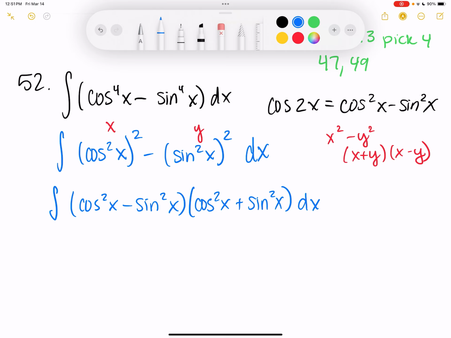Now, any suggestions? When I see trig function squared, what is my first thought? The Pythagorean identities. Sine squared plus cosine squared equals 1. So this part right here would become 1. What do I know about this part right here? That's cosine of 2x. So this is the integral of the cosine of 2x dx.